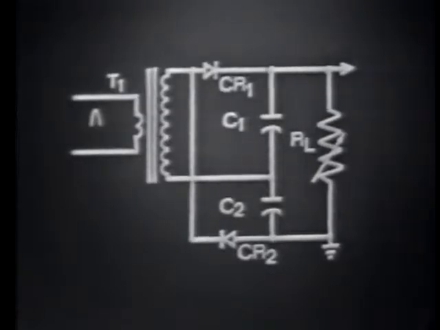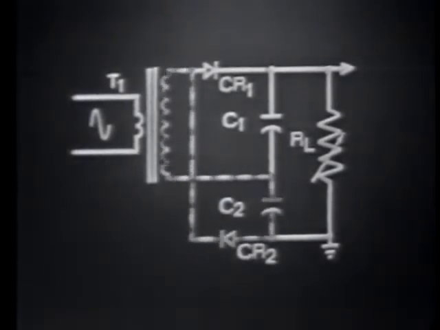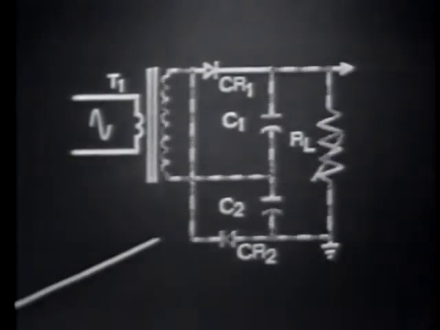We'll begin with the review of the charge path for C1 on the positive alternation of the input signal, which you recall forward biases CR1. Then, on the negative alternation, C2 is charged by forward biasing CR2. Now, during the conduction time of CR1 and CR2, several actions are taking place. One is, while CR2 conducts, C1 discharges.